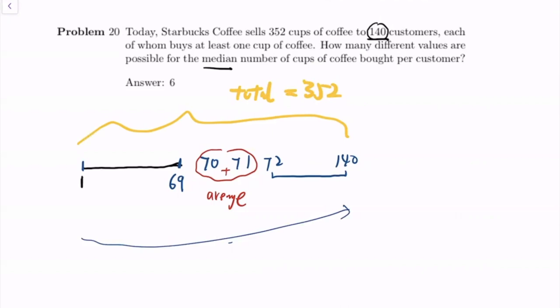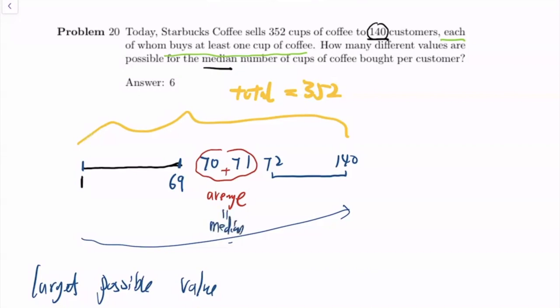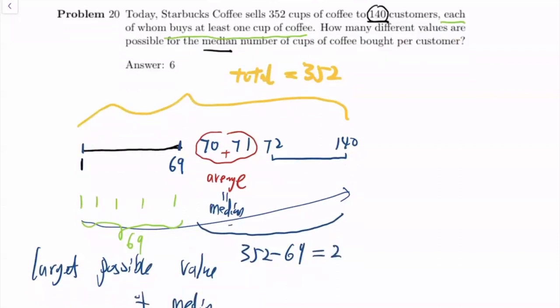Here it says that each one bought at least one cup of coffee. Now let's try to find the largest possible value of the median. Because each customer bought at least one, let's say the first 69 each bought one. Then the remaining part for the 71 here will be 352 minus 69. What do we get? It's 283.